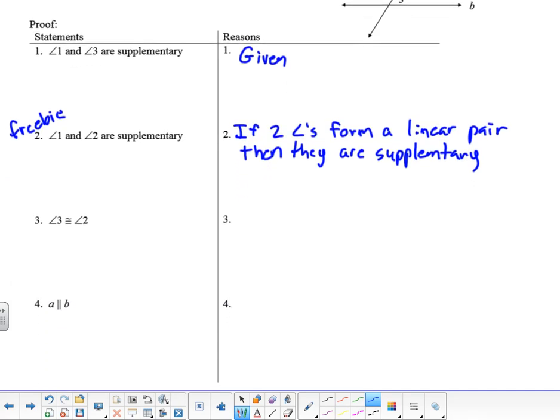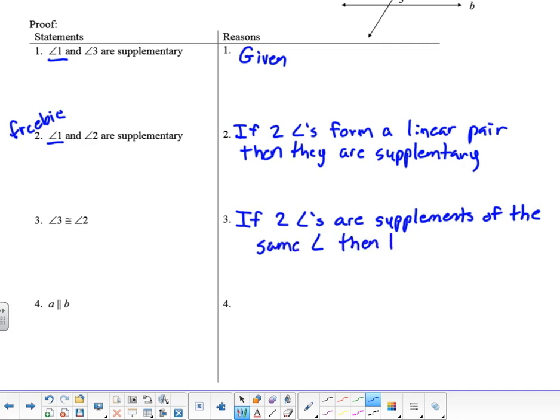Now, angle 1 and angle 3 are supplementary, angle 1 and angle 2 are supplementary. What we want to notice is that they're both supplementary to angle 1, so therefore they have to be congruent to each other. So the reason is going to be if two angles are supplements of the same angle, then they are congruent.